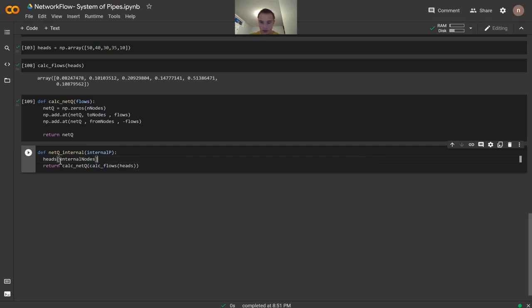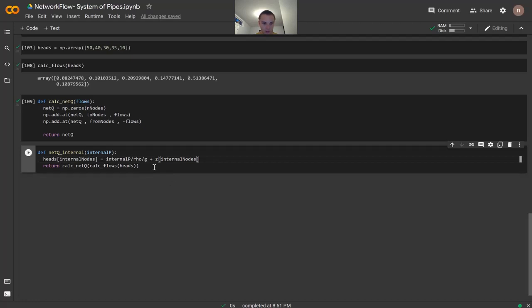We'll have our heads specified at our internal nodes. We're going to say that these can be equal to our internal pressures, internal pressure divided by our density and divided by our gravity, and then this will be plus our elevations at our internal nodes, not external. But if it was for external, like we did above, it would be external nodes. So plus our elevation at our internal nodes. Okay, so enter.